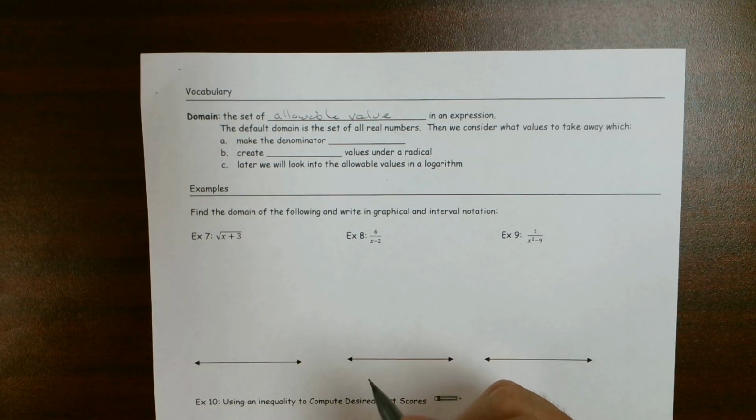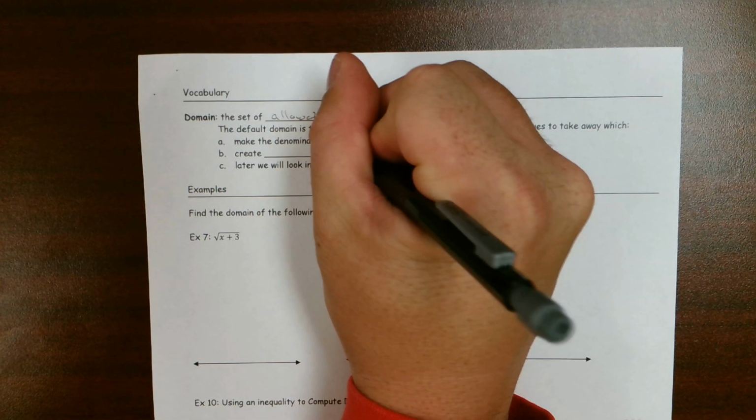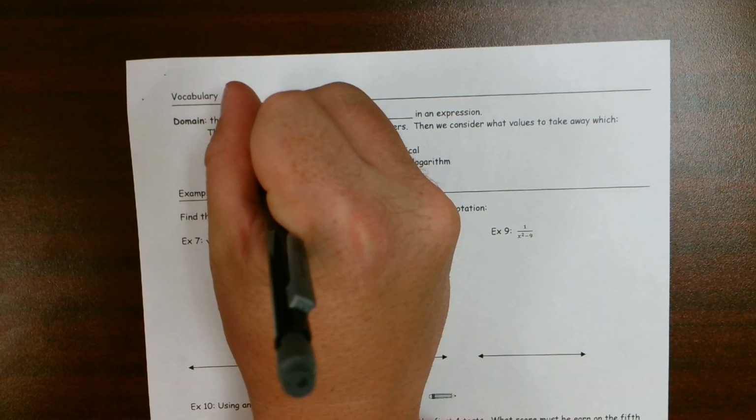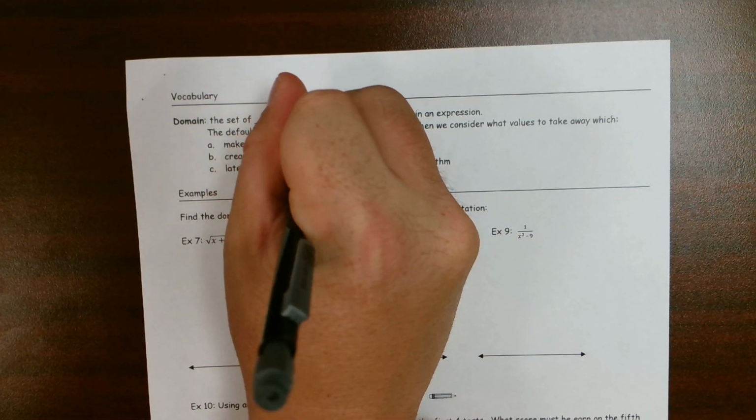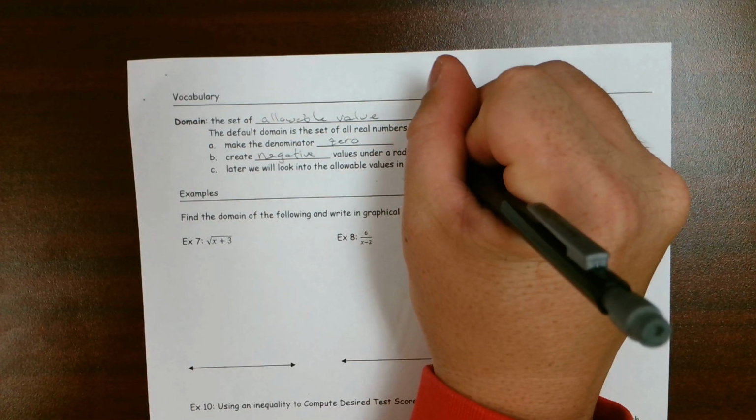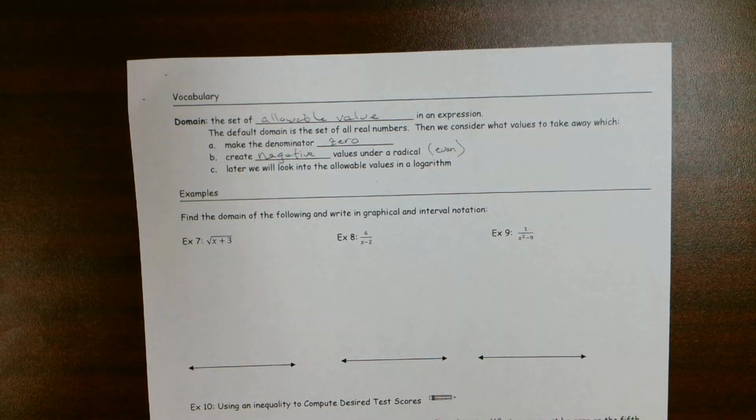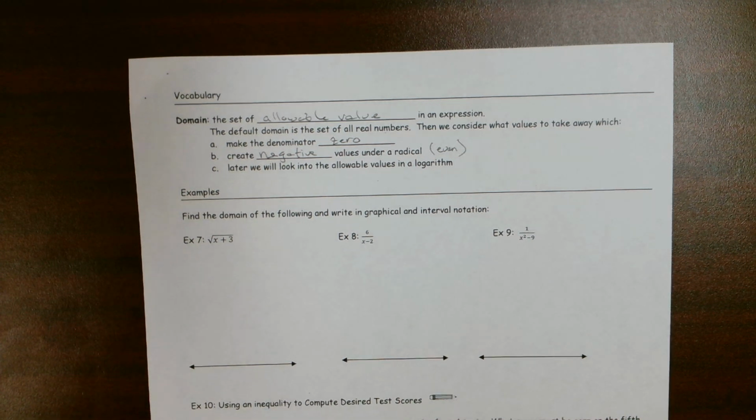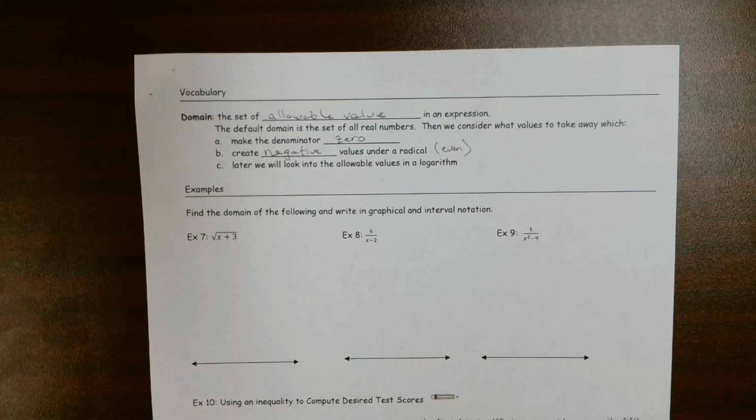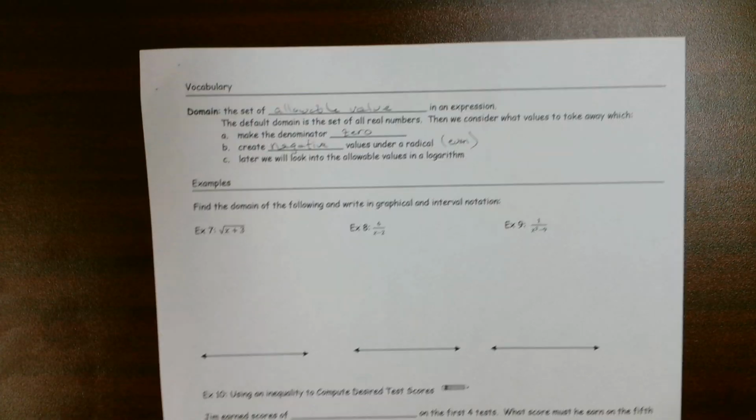Anything that makes the denominator 0, bad news. You can never divide by 0. Anything that creates a negative under a radical, and specifically it has to be an even radical. So we can make a special note underneath an even radical, and then later we'll look at the allowable values in chapter 3 and 4 of what we're allowed to put into a logarithm. But let's do some examples here real quick.